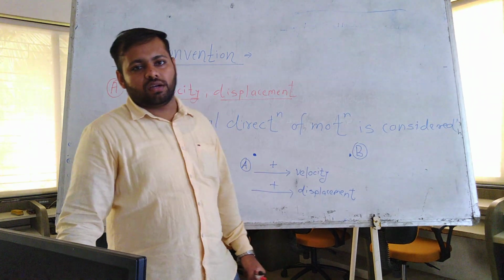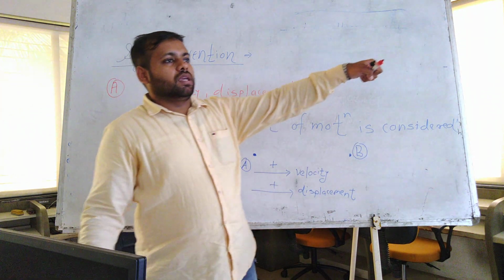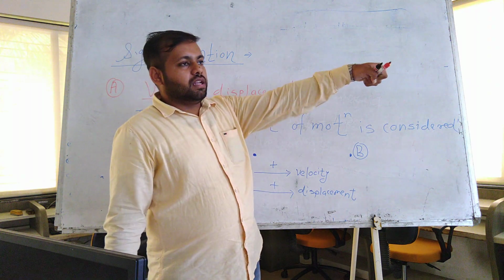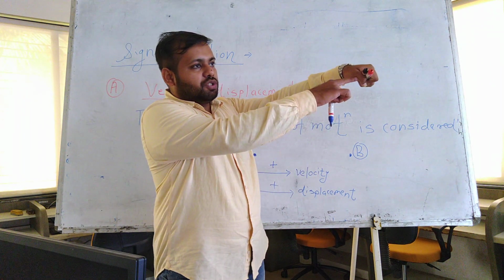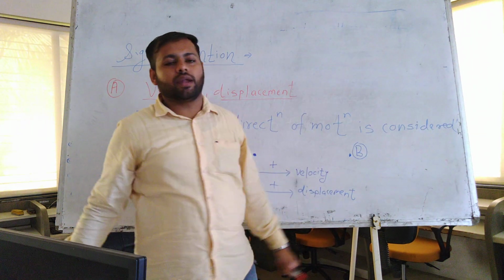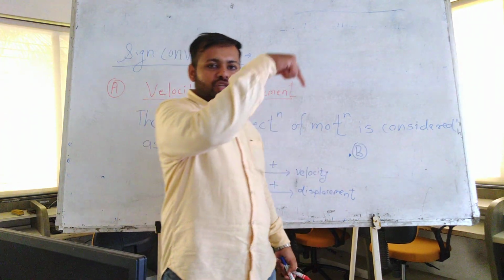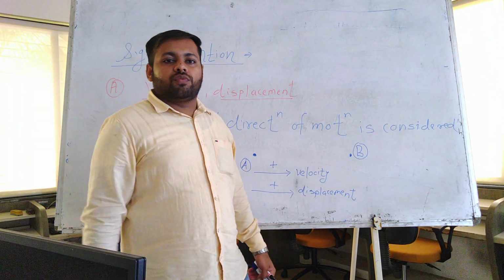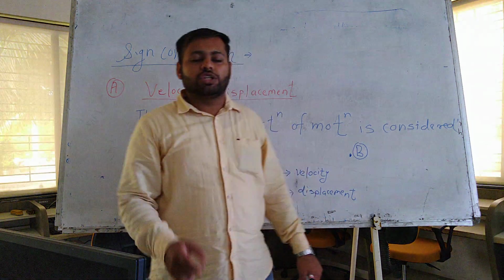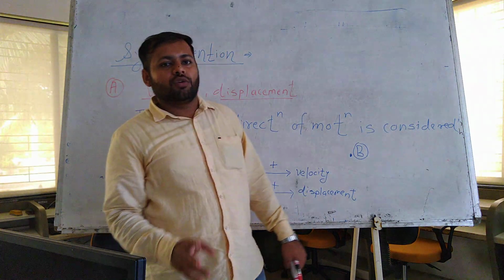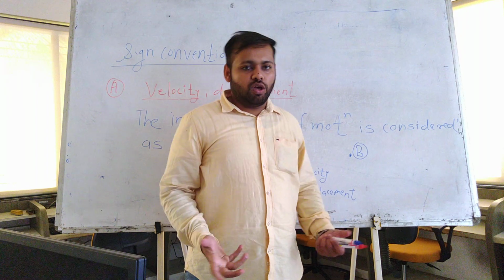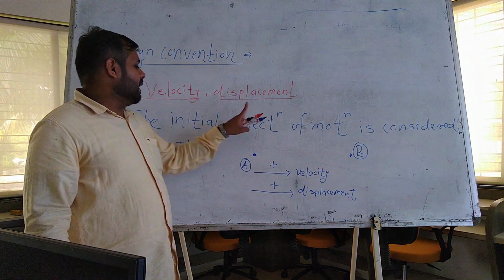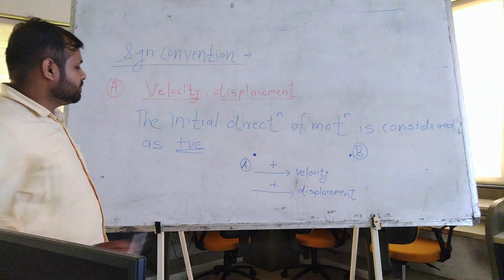If a particle is freely suspended from the top of a building, it means the particle is moving from the top towards the ground. So the initial direction of motion is towards earth, in the downward direction. So displacement in the downward direction is positive, while velocity in the downward direction is also positive. So this is the sign convention rule for velocity as well as displacement.